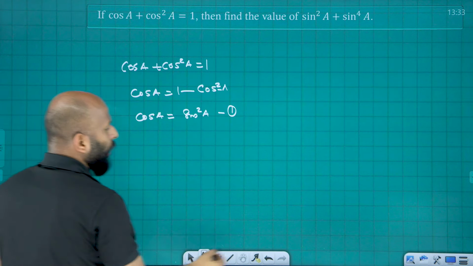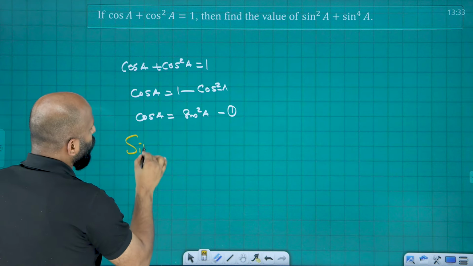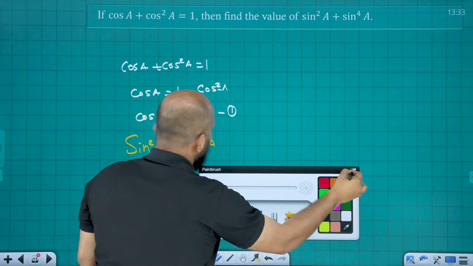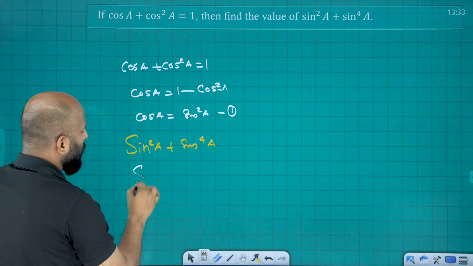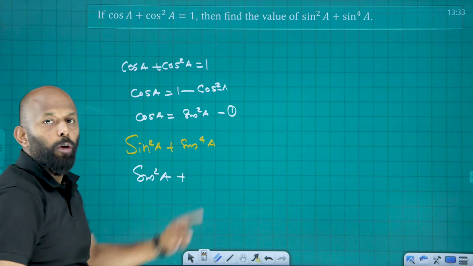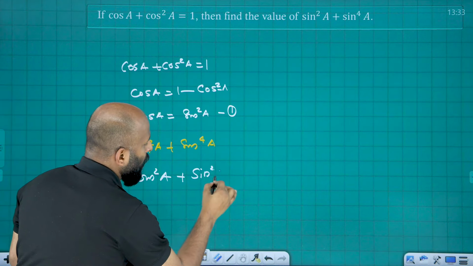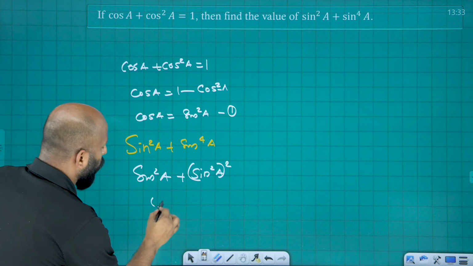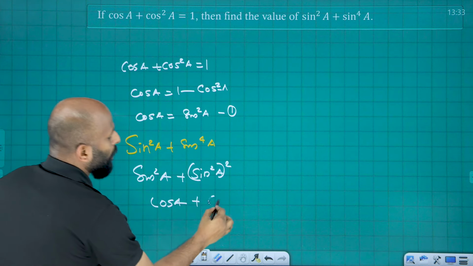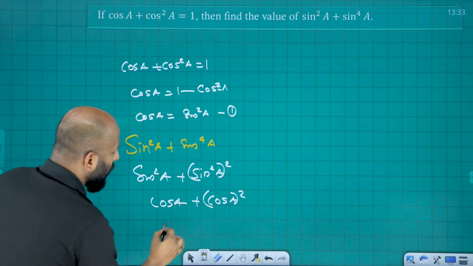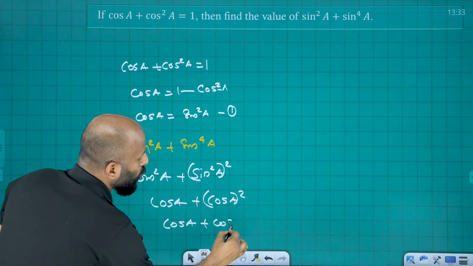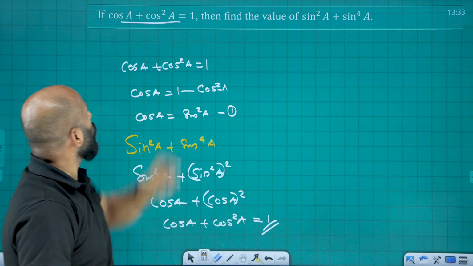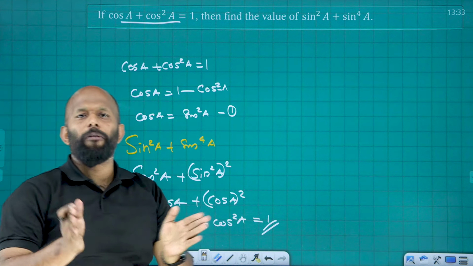Now what we need to find? We need to find sin square a plus sin raised to 4a. Now, sin raised to 4a, how can we write? Sin square a whole square. Now, the sin square a value we have, that is cos a, so it will become cos a whole square, that is equal to cos a plus cos square a, that is 1, because that value is given in the question. Cos a plus cos square a is equal to 1. Hope all of you understood this question.